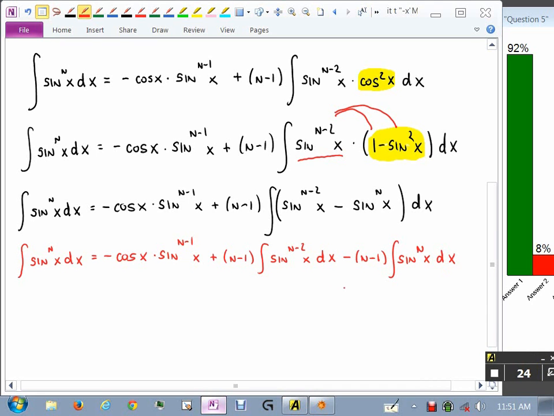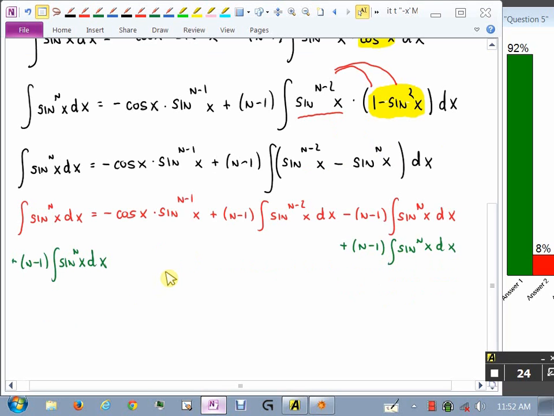I'm going to add to both sides n minus 1 integral sine to the nx dx. And then over here, add n minus 1 of these, integral sine to the nx dx. What will the result of that be?